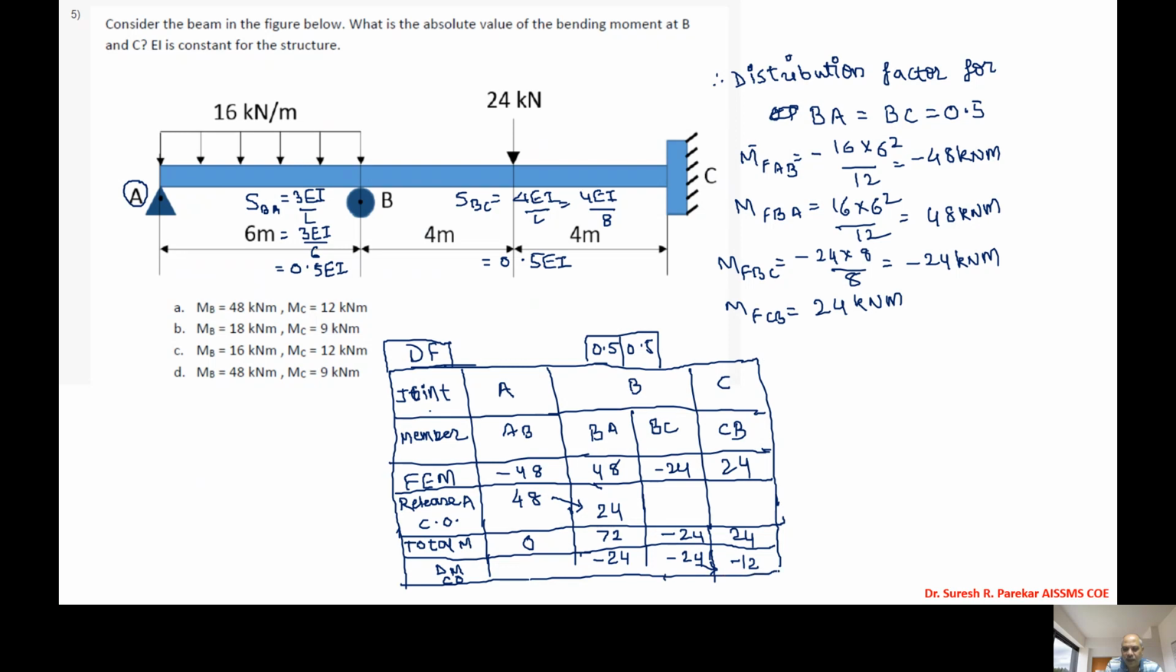And that final moment, MAB, will be 0. So this is the final moment. This is 0. This will be 48. Then this will be minus 48, and this will be 12. We are interested to find at B and C. So we have 48 and 12. So we have option A.